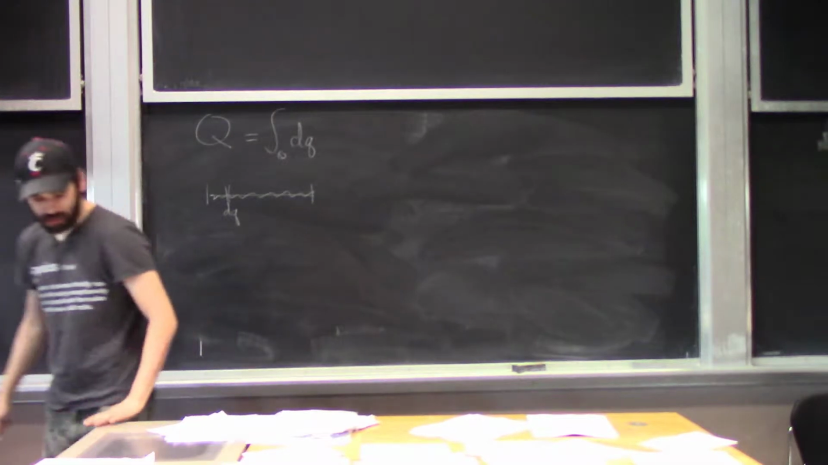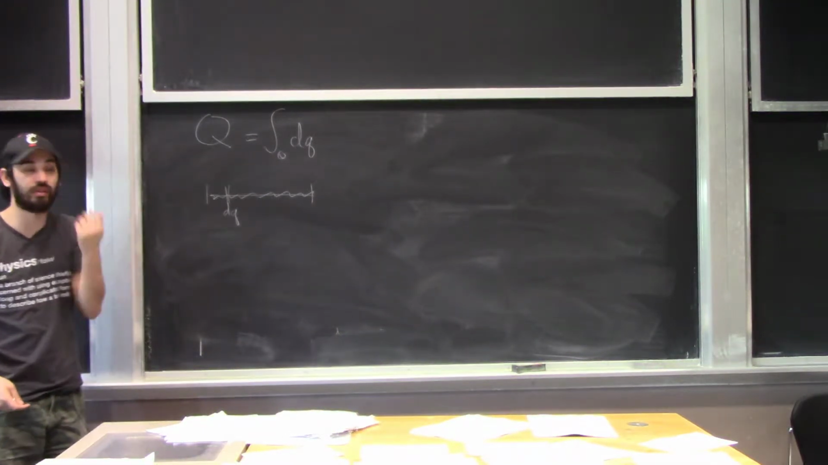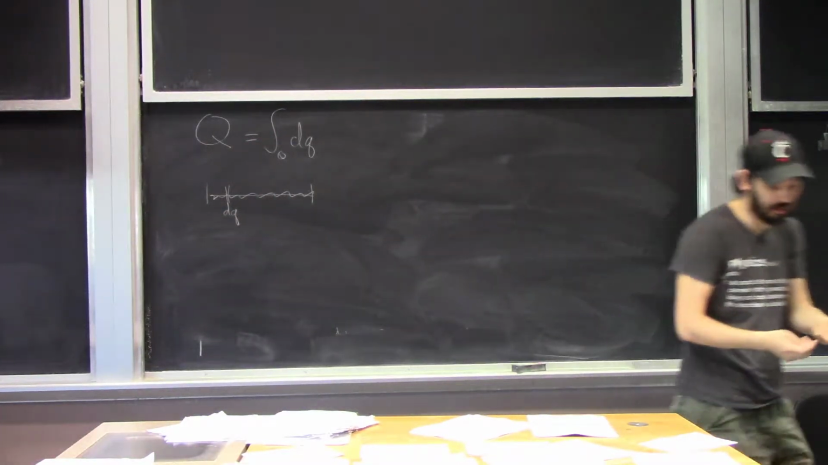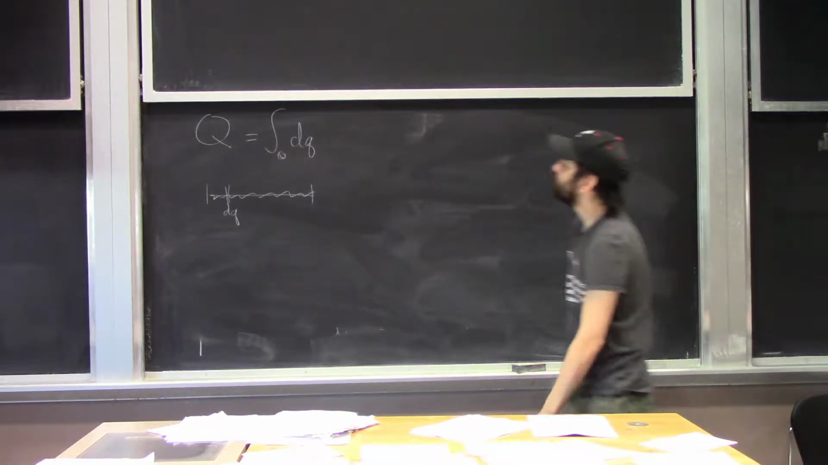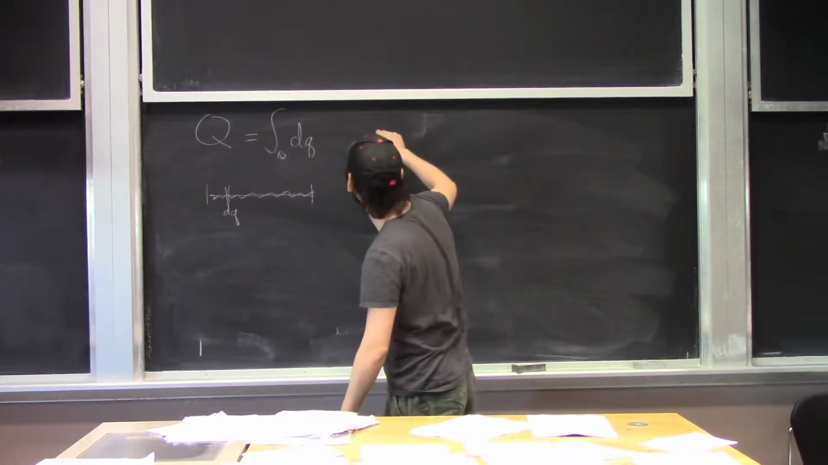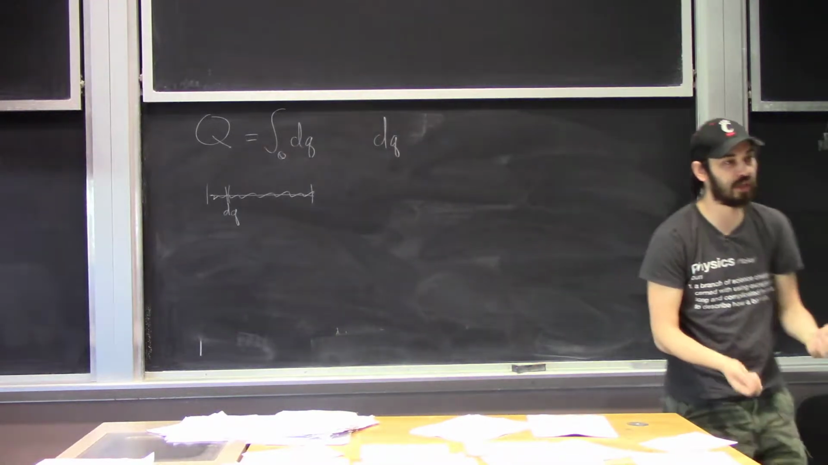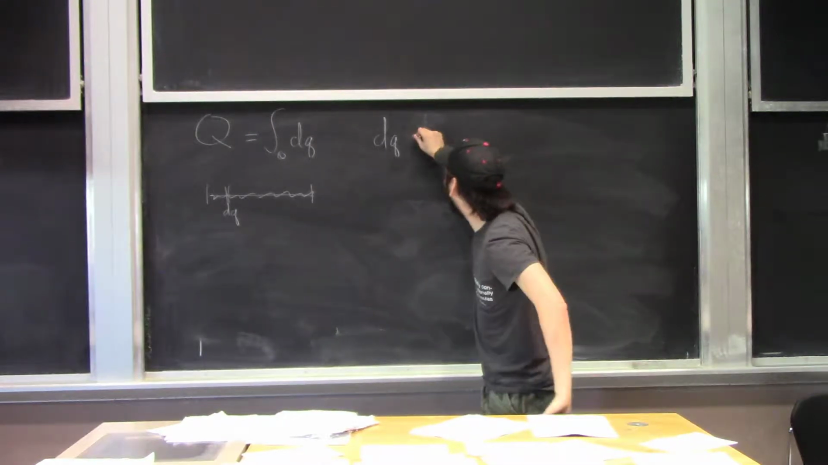So the next question leads you into how is it that we're actually going to evaluate this integral, because I don't really know how to integrate a dq. I know how to integrate lengths and time, but I don't know how to integrate a dq. So what we need to do is parameterize this dq in such a way that it is in terms of something that we're able to integrate. And the way that we do that is we define two things.